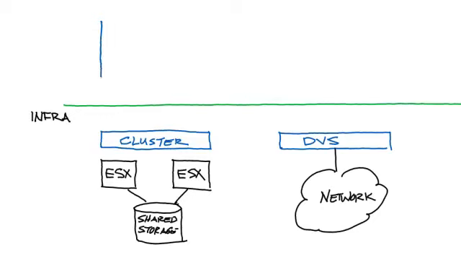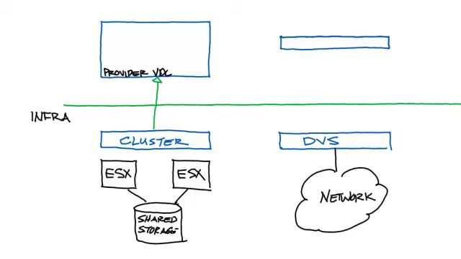Above the infrastructure layer, we abstract the virtualized infrastructure into logical cloud objects. The compute capacity, or in other words, the resource pool of an ESX cluster, or clusters, are abstracted into the provider virtual data center. Nothing new is created in this step. This is simply a logical operation whereby VCD takes ownership of the resource pools. VCD also abstracts the distributed virtual switches and their associated port groups into provider networks.